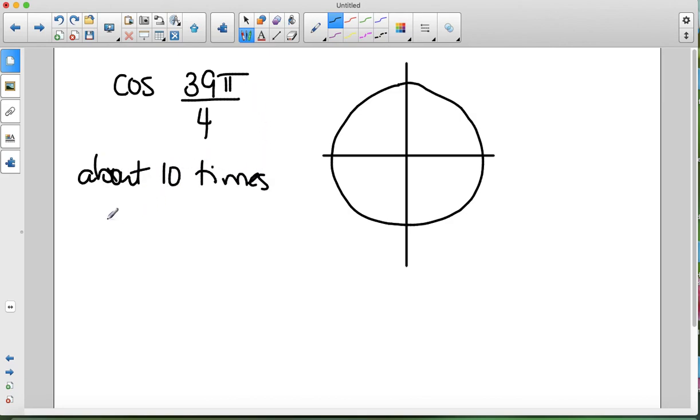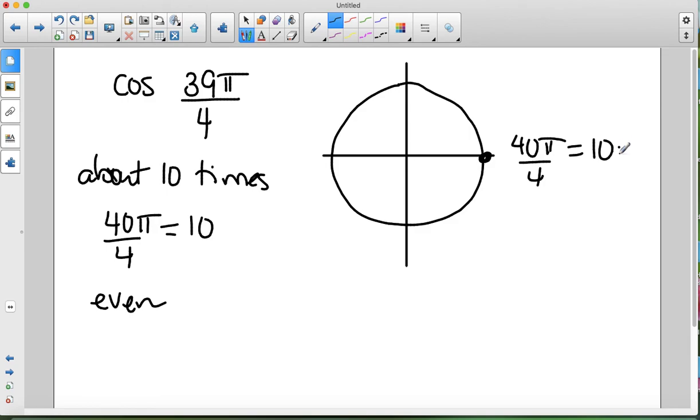Now, for it to be about 10 times, it must be 40 pi over 4. That makes 10 pi. Now, 10 is an even number, which means even is on the right-hand side. So if this is 40 pi over 4, and I need to go to 39, do I need to subtract or do I need to add? This way is addition, this way is subtraction. So I'm subtracting 1, and I'm going to be in this quadrant right here. And this is my 39 pi over 4.